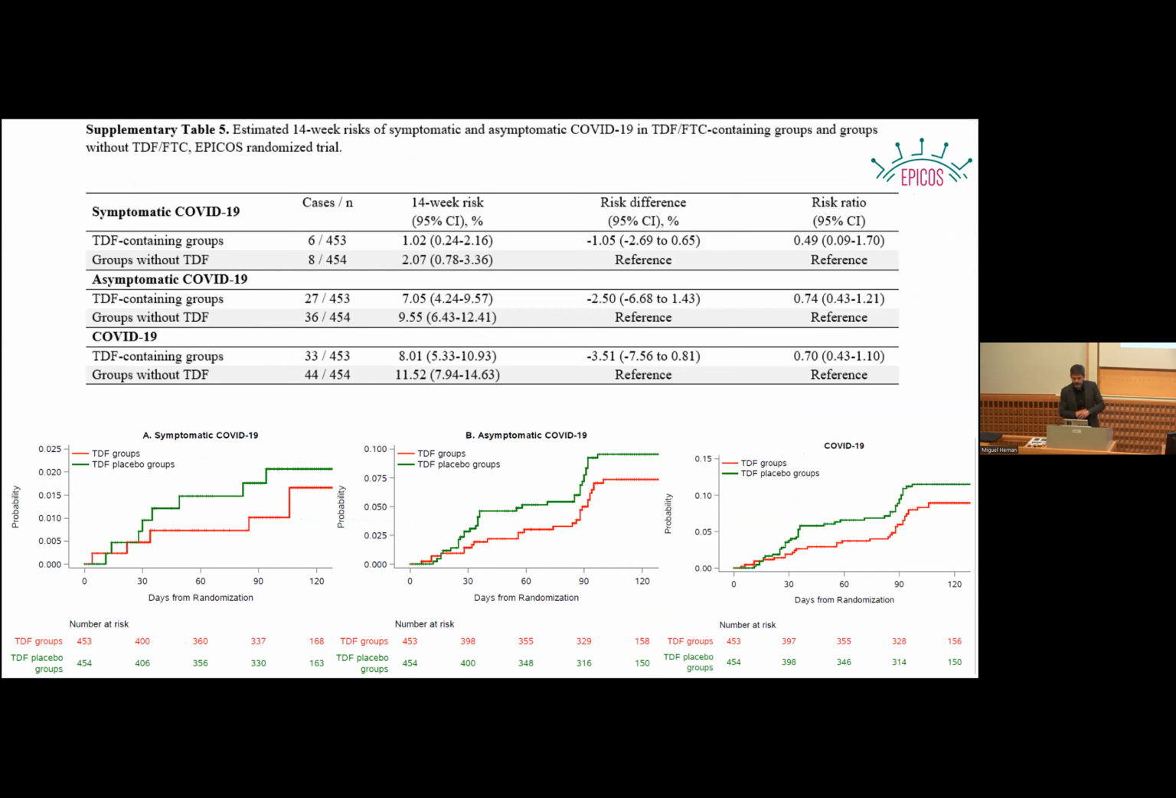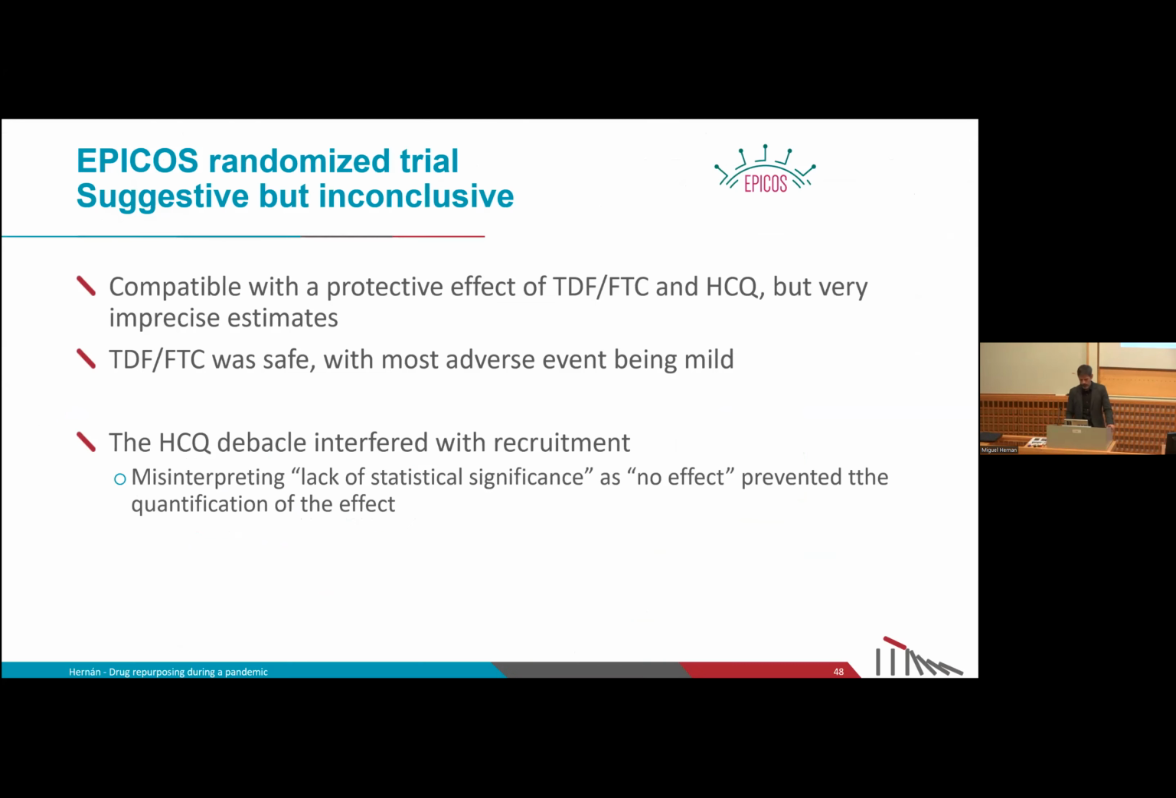If we combine the groups with TDF and compare with the groups without TDF, the risk ratio is 0.5. The confidence interval is a little bit tighter, but it's still very non-informative. We're at 0.5 now. So it was a great trial, I promise, but we didn't get all the people that we needed here. So this was compatible with the protective effect of both TDF and hydroxychloroquine, but the estimates are very imprecise. On the good side, we showed that both treatments were very safe as expected, not more adverse events than the placebo arm.